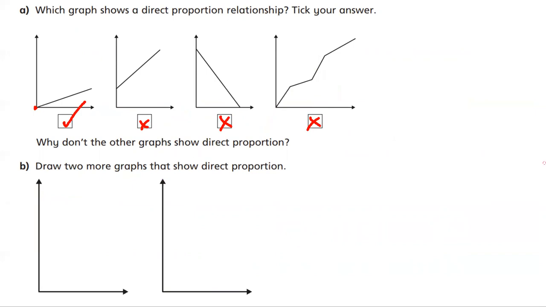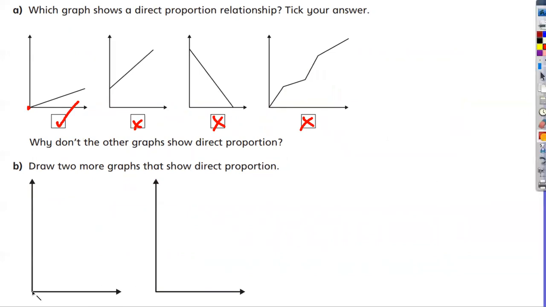Draw 2 more graphs that are in direct proportion. Right, again, as long as it starts here and it's a straight line, so something like that, and something like that. And we're done.